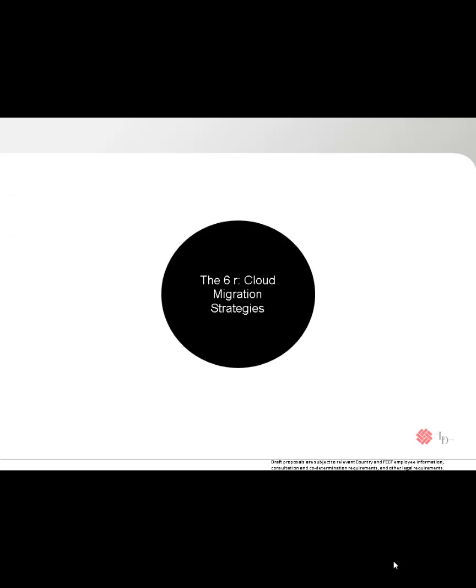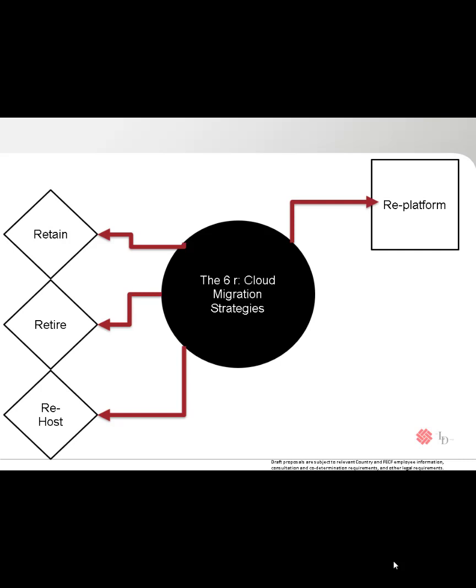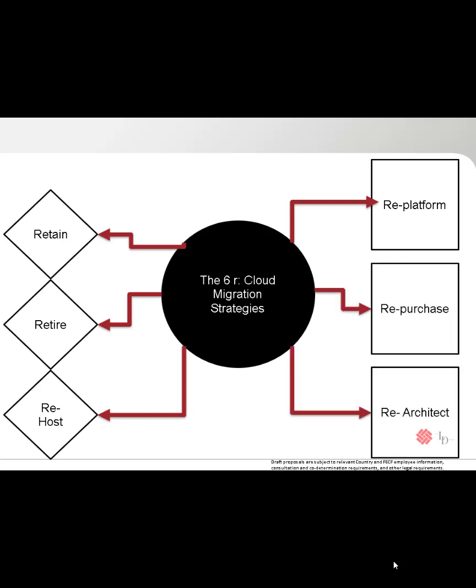What is the application migration strategy? The 6 R's cloud migration strategy. What is retention? Retire, retain, rehost, replatform, repurchase, re-architect.